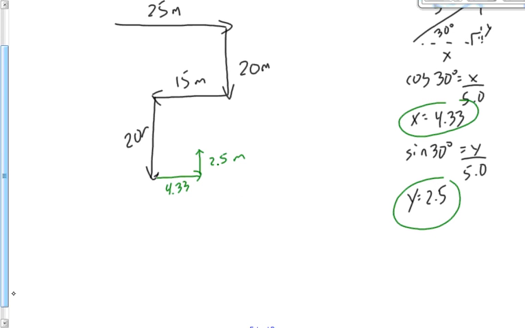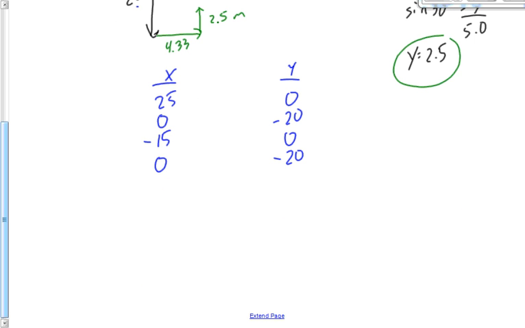Now let's go x's and y's. 25 for the x, 0 for the y. 0 for the x, negative 20 for the y. Negative 15 for the x, 0 for the y. 0 for the x, negative 20 for the y. 4.33 for the x, and 0 for the y. 0 for the x, and 2.5 for the y.